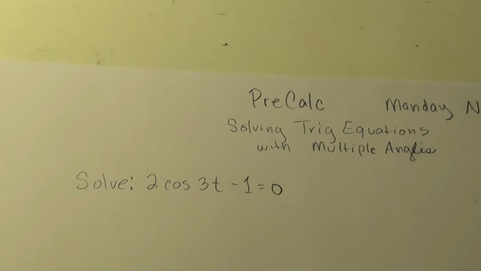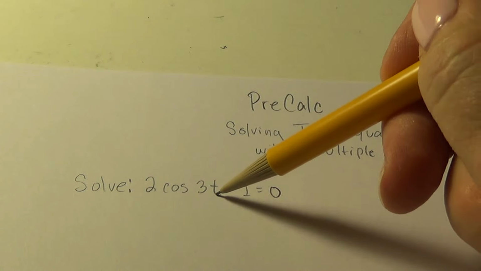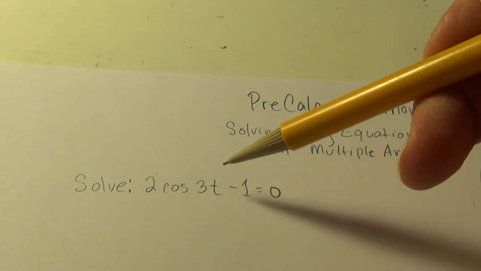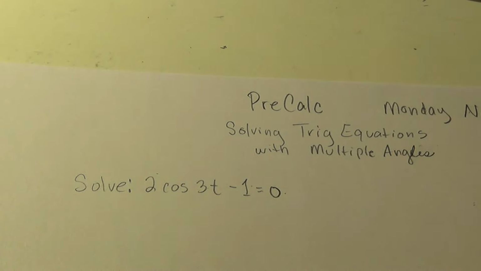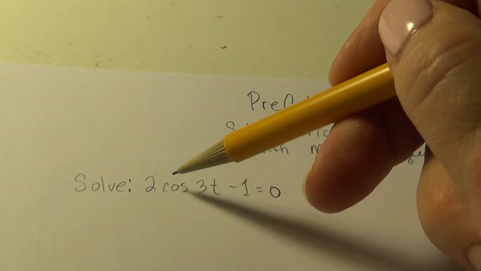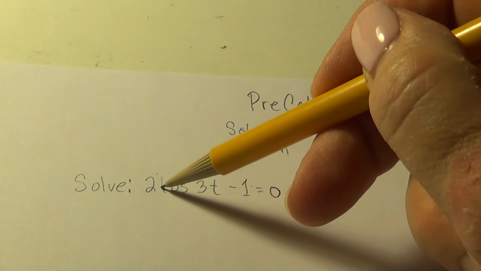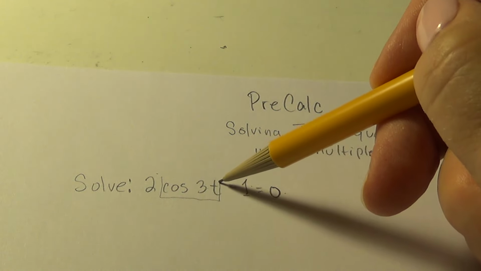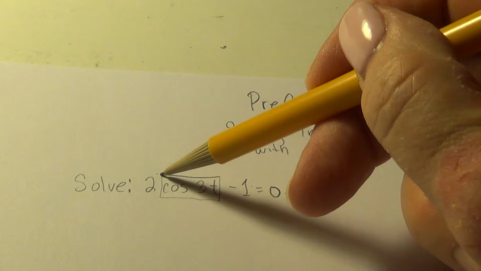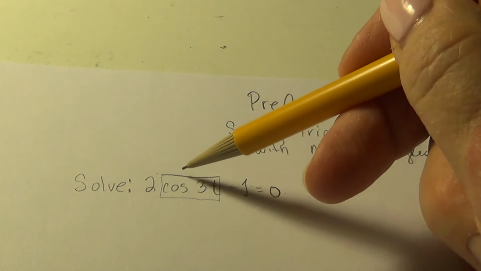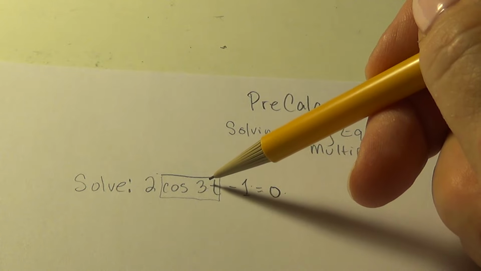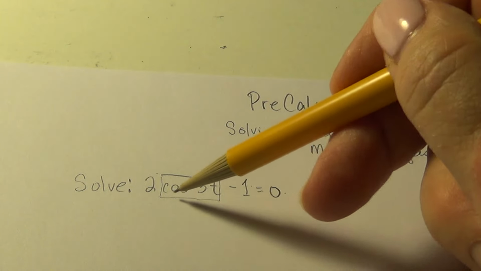When we find our answers and plug them in for t, we'll get 2 cosine 3 times our answer minus 1, and it will equal 0. So let's see what this mystery angle could be. When we're solving a trig equation, we're going to get the expression with the trig function and the values to which the trig function is applied all by itself.